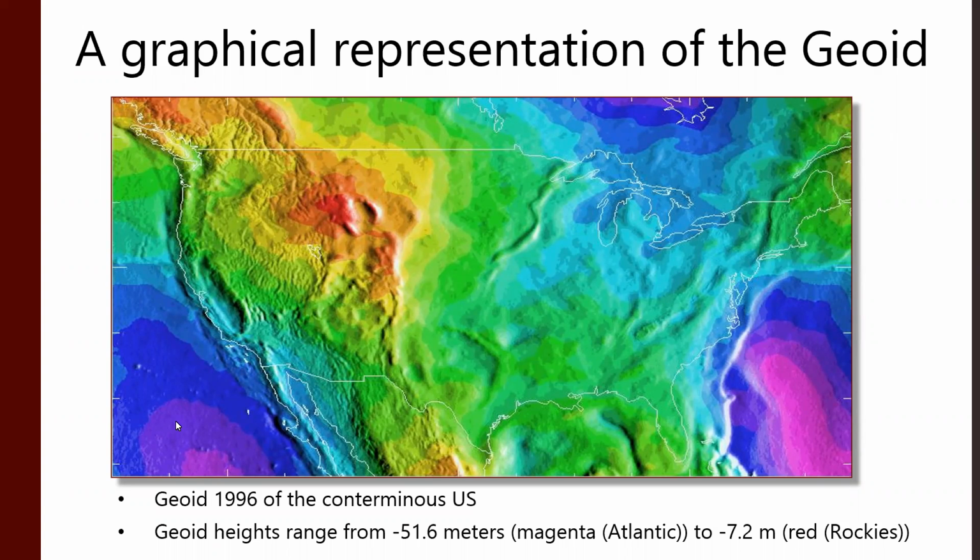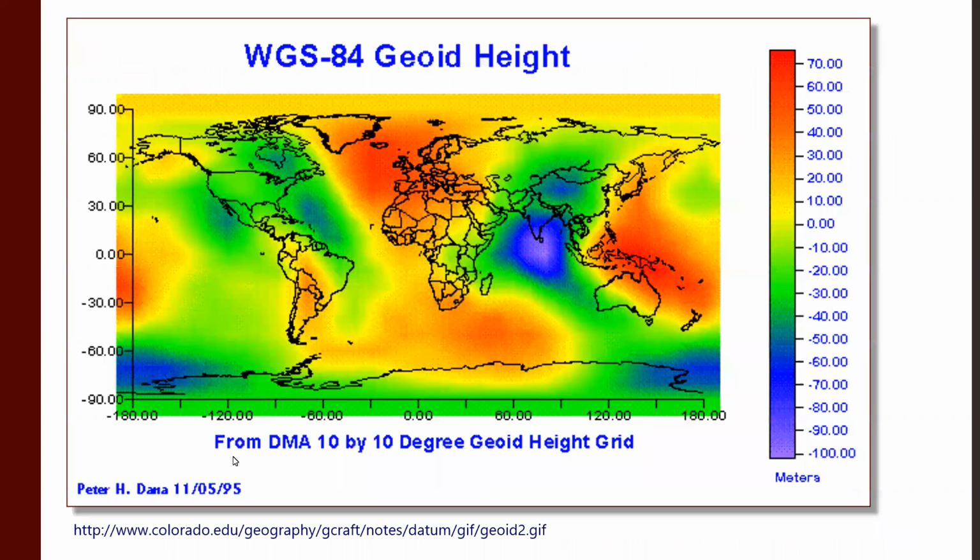And you'll note that it's not corresponding with mountains. There are maybe some things you can squint at and see a mountain range, but it's not actually related to topography. The geoid height, here's WGS 84.